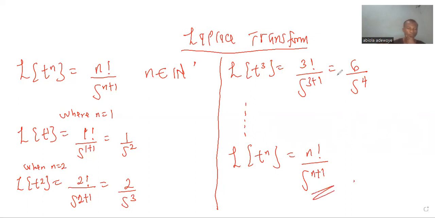Now, the next example we are going to talk about is how to find the Laplace transform of a trigonometric function. I'm going to give you two examples on that. The first one will be on cos, and the second will be on sine. So how do you do that?